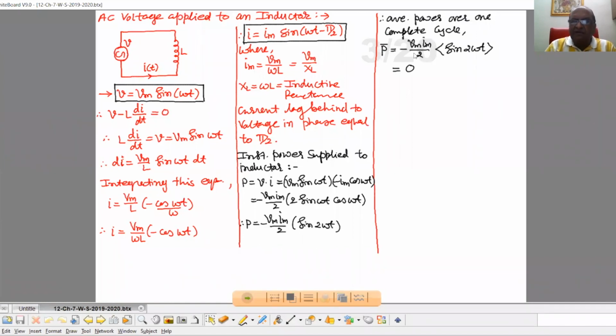Now the average power over one complete cycle. So minus Vm Im by 2 is a constant. But when we take the average of sin 2 omega t, it will be equal to 0. So in the case of an inductor connected to an AC supply, the average power over one cycle will be equal to 0. Clear to all of you?